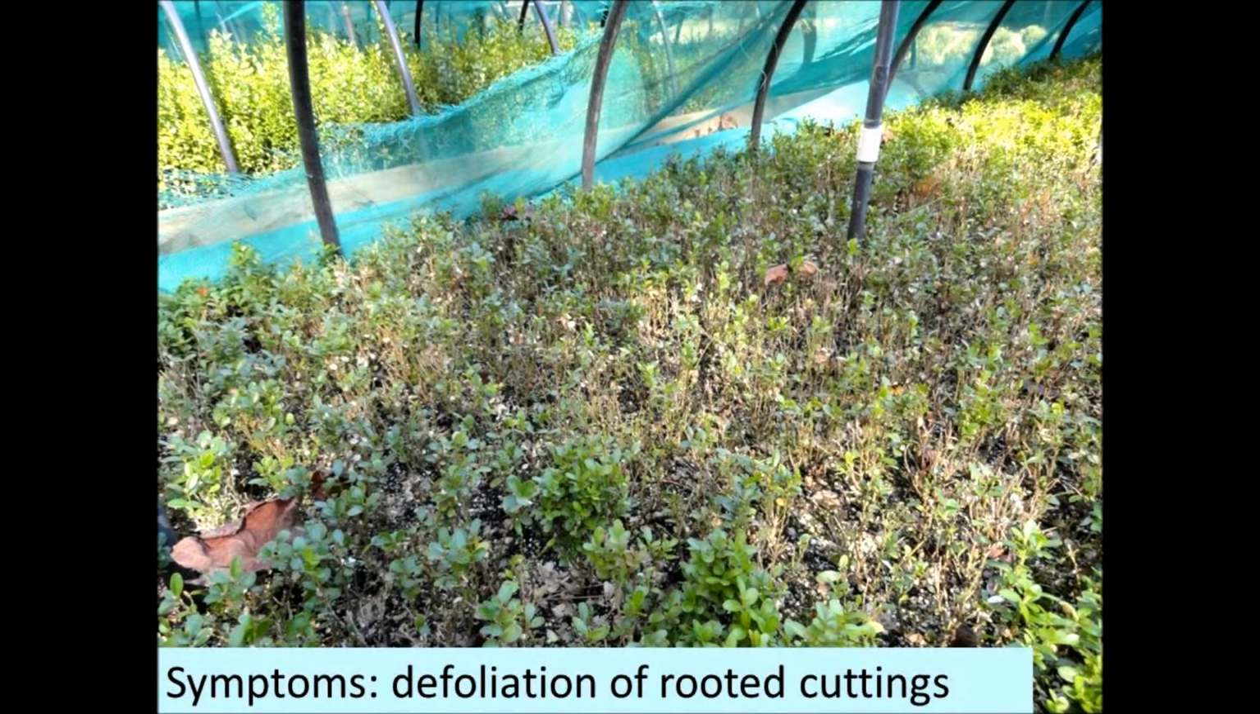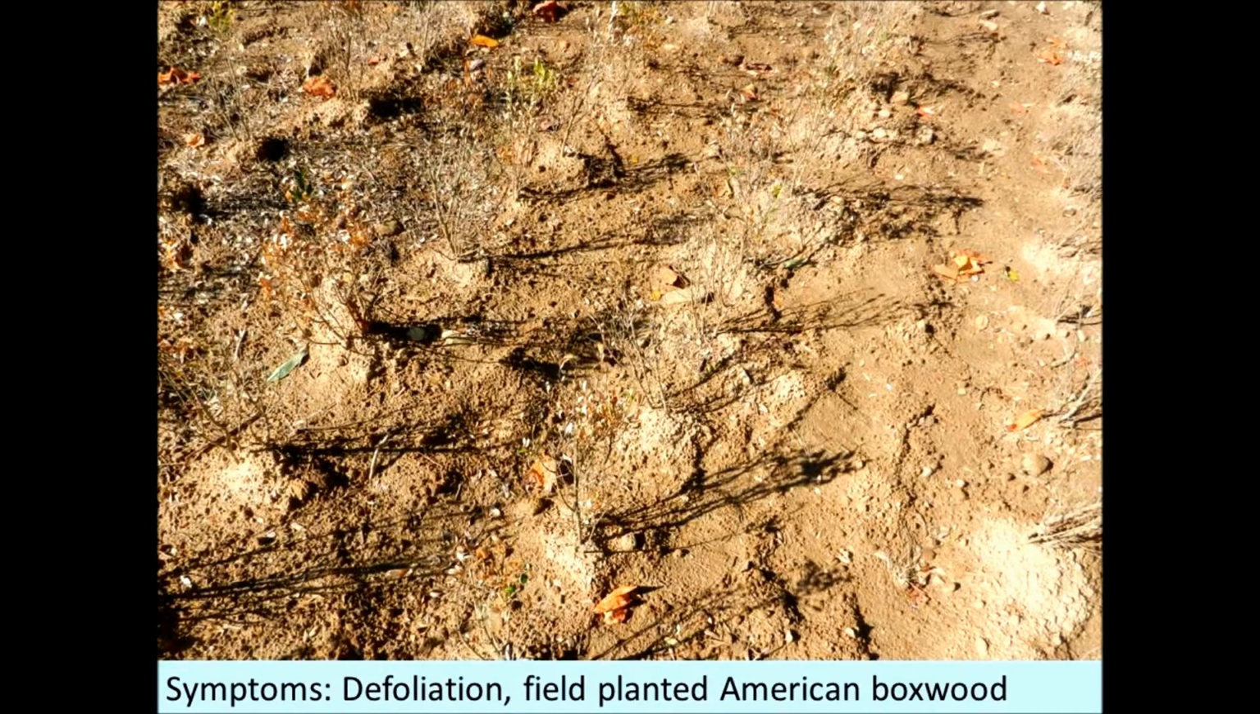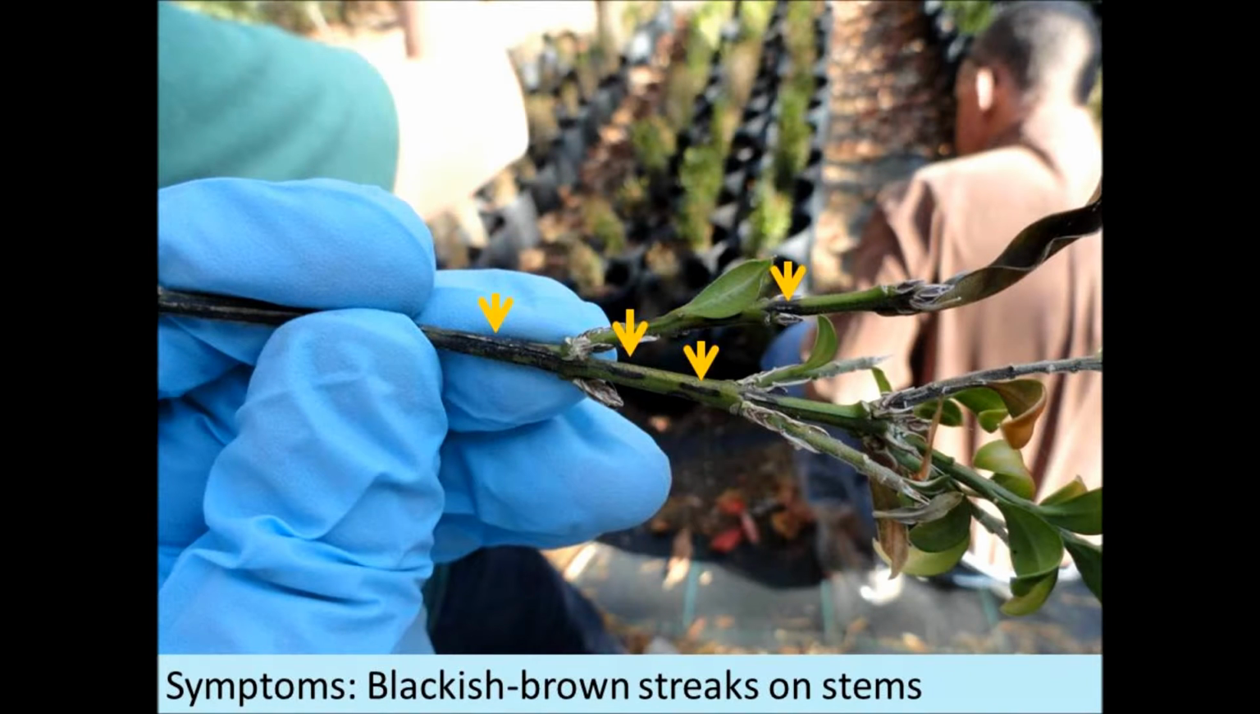More defoliation shown here on rooted cuttings afflicted with boxwood blight. And here are some plants with almost 100% defoliation. This occurred within one growing season between June and October of 2011. Another symptom often associated with boxwood blight are narrow blackish brown lesions. This here is a branch with these small cankers.